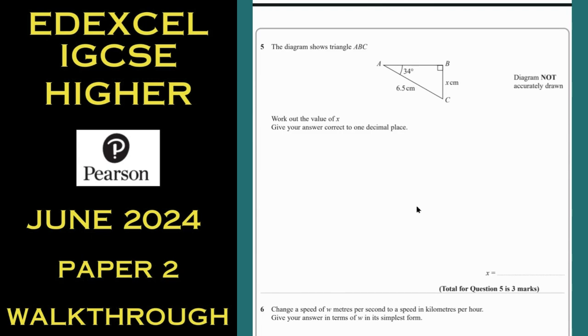Number 5, as bog standard a SOHCAHTOA as you're ever going to see. So get your labels sorted from the angle. That's my opposite. That's the hypotenuse. That's the adjacent, which is useless. So it's an O H, SOH question. We want x, which means we want the opposite. So we're going to be doing sine of the angle times 6.5. Answer to one decimal place. If your calc doesn't behave, don't forget if it opens a bracket, well worth closing it. I get 3.634, in other words, 3.6.